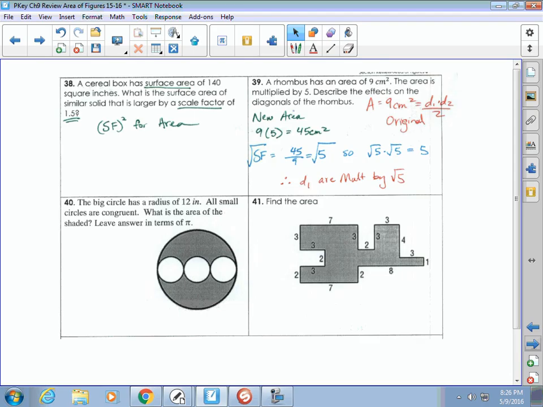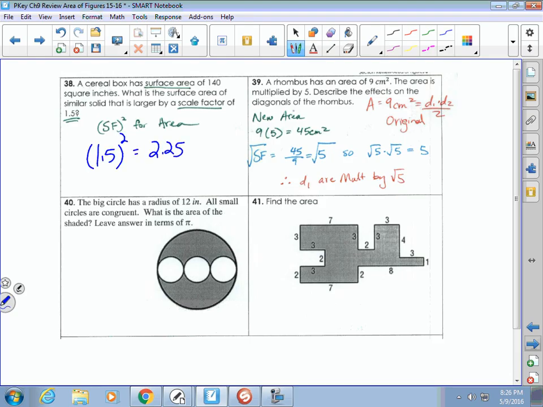That was 37. Here's 38. Scale factor squared for area. So 1.5 squared is 2.25. And so if I want to find the new area, the original is 140 times the 2.25. How is it changing? 315. We talked about this one in class.